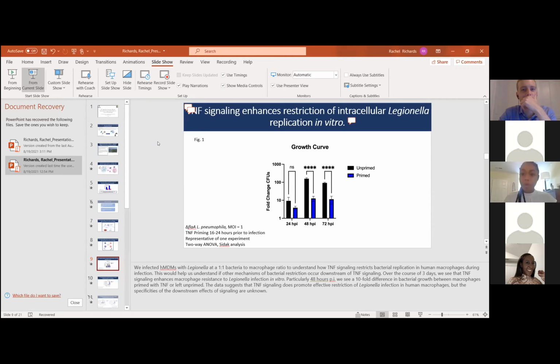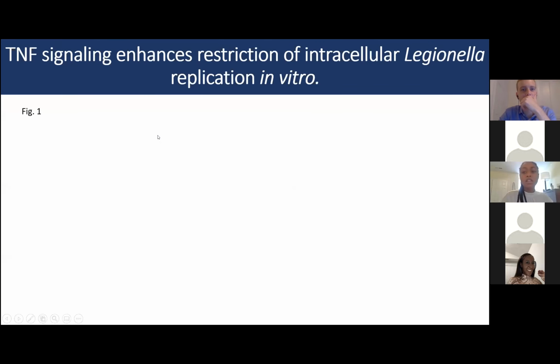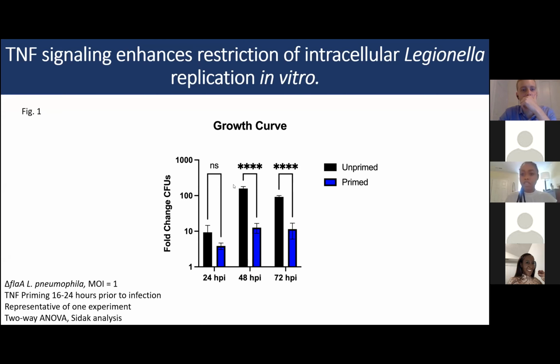Post TNF priming, we looked at the growth of Legionella over a 3-day period. As you can see, at the 24-hour time point post-infection, there's not a significant difference between Legionella replication, but at 48 and 72 hours post-infection, 2 to 3 days after we had initially infected our macrophages, we see a significant difference in Legionella growth between the macrophages that were primed with TNF versus those that are unprimed in black.